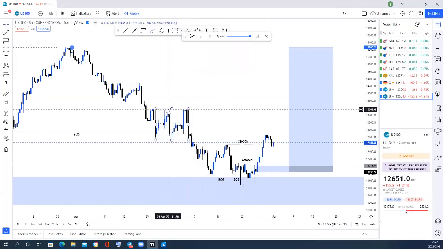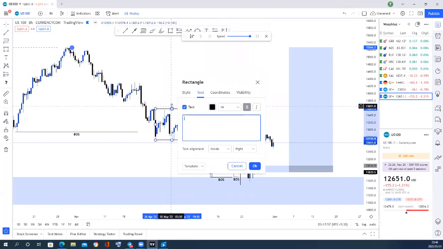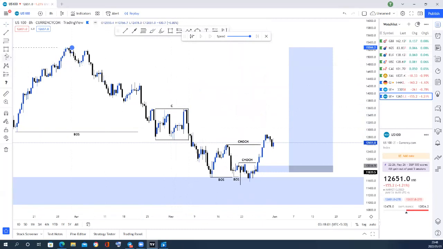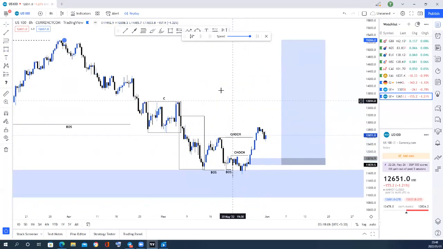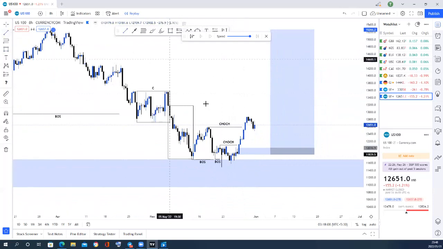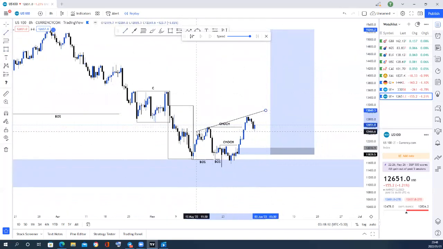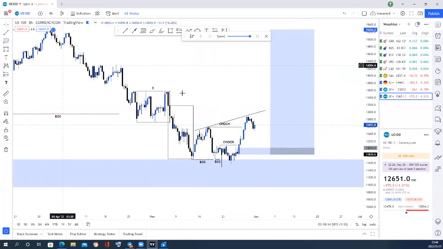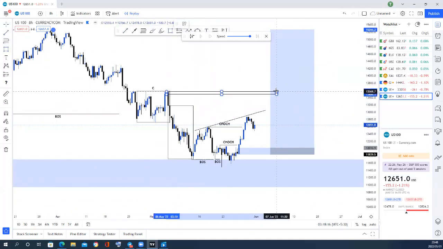We have the consolidation within the market, and then we have the expansion. The market is now creating a trendline liquidity. And then you have a possible point of interest within this level here.